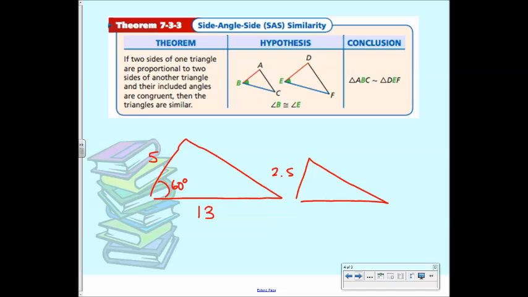could you prove that these two triangles are similar? Yes? How come? The angle is congruent, and you divide by 2 for both of those sides. So these two sides are proportional, and the included angle is congruent. What does included angle mean again? The one that's between the two sides.